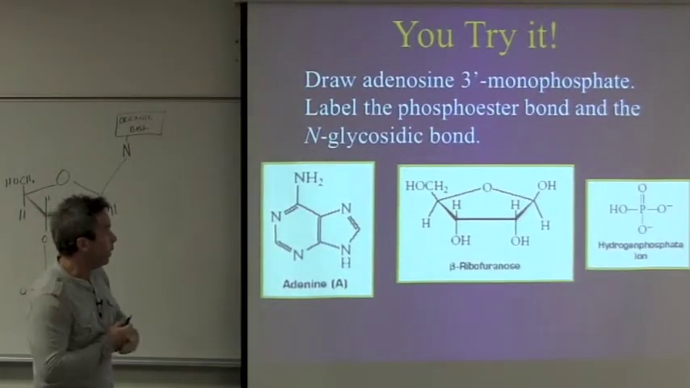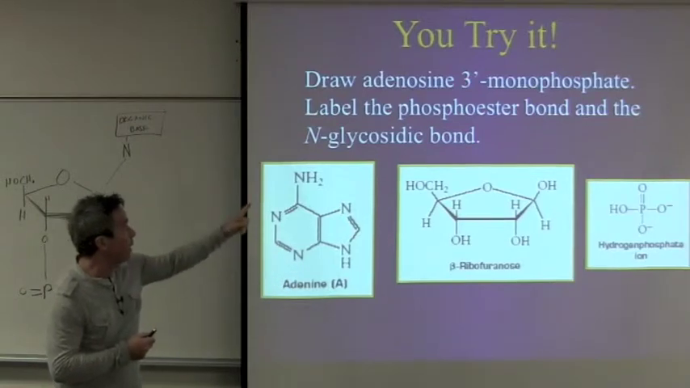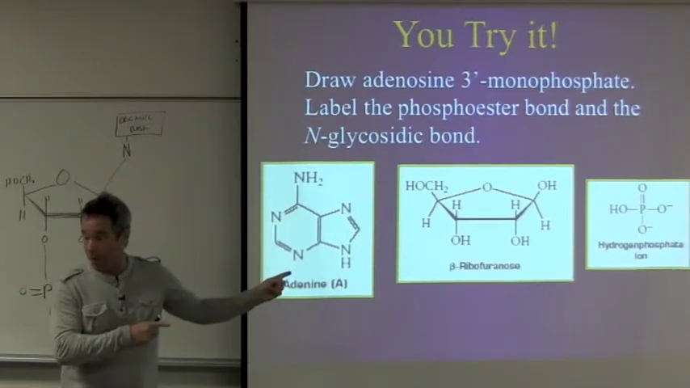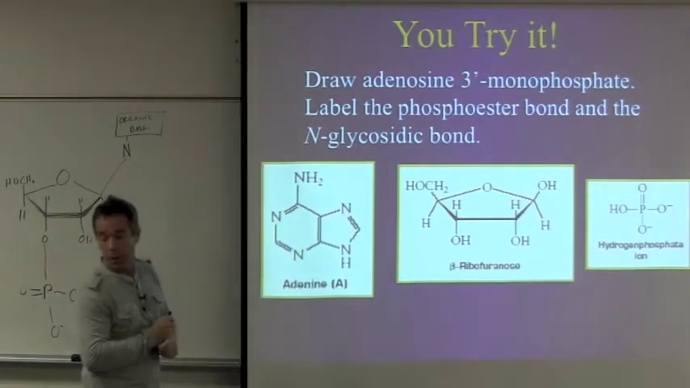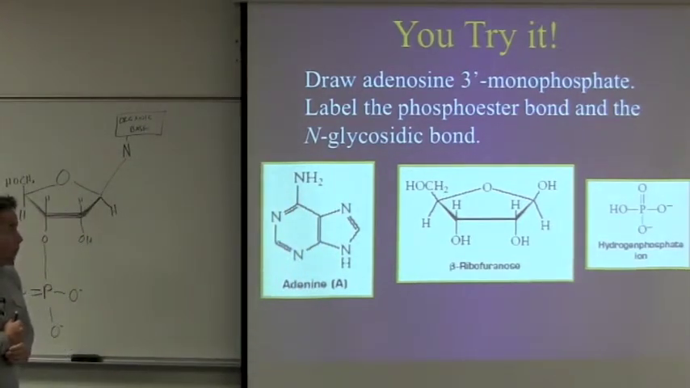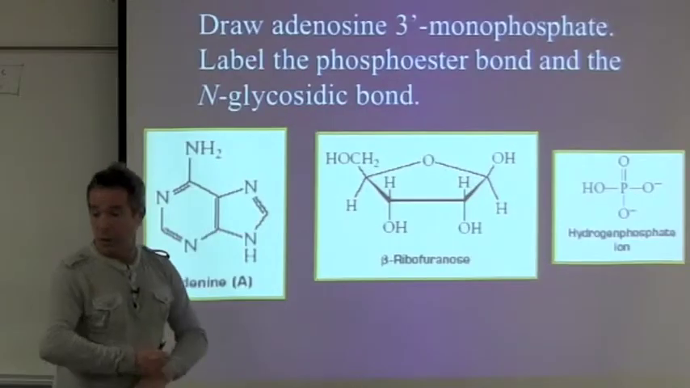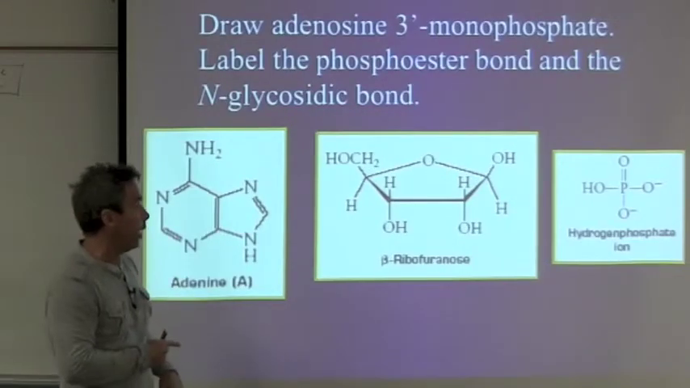I want you to bind these 3 together to make, remember, there's 3' and 5'. I want you guys to make the 3' ribonucleotide out of that. If you think you know what to do, go ahead and start. If you want a hint, pay attention.